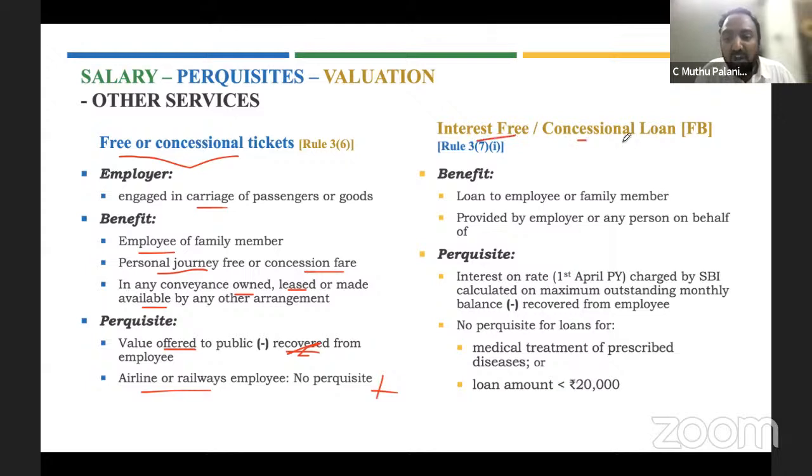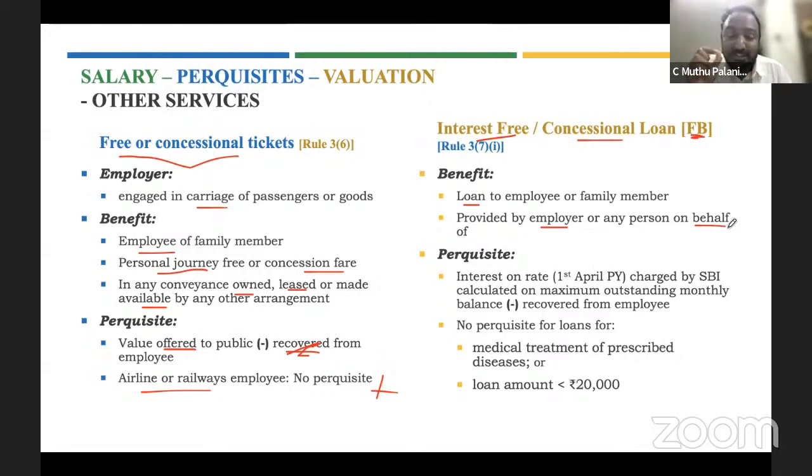Interest free or concessional loan. So this is a fringe benefit. So what do they say? Loan to employee. Loan has been given to the employee or the family member. It is provided by employer or any person on behalf of the employer. So employer himself can give or on behalf of the employer. So what is a perquisite?